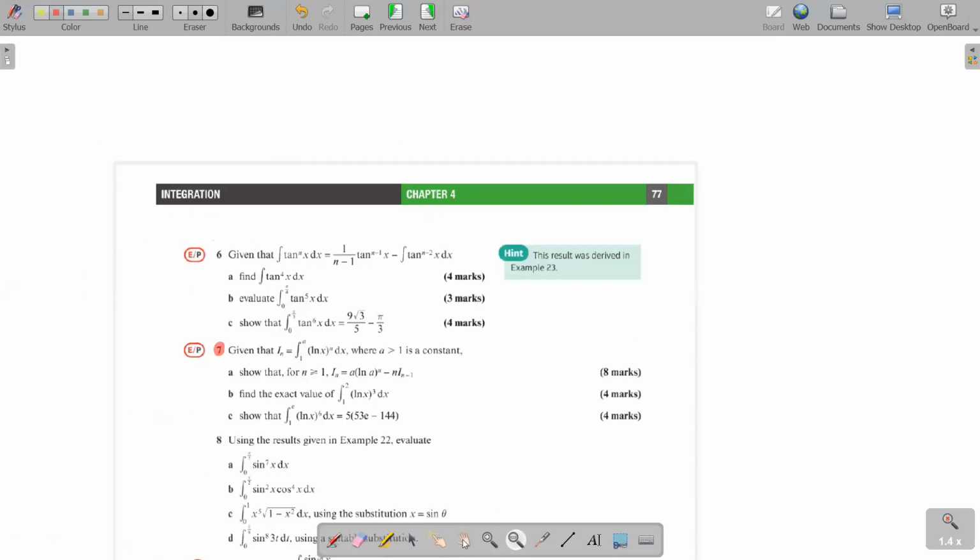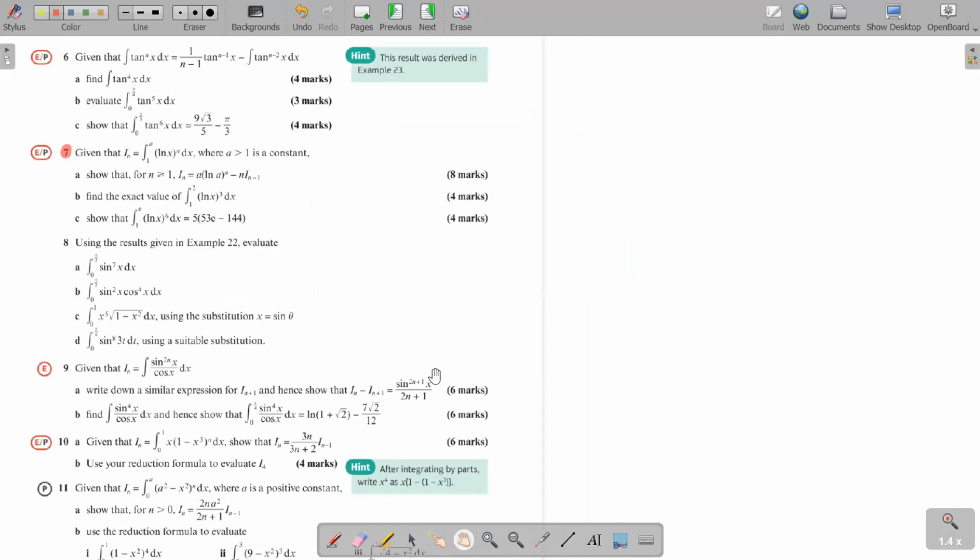Question number 7. Let's try question number 7. Given that I_n equals the integration of (ln x) to the power n with respect to x, with limits 1 to a, where a is greater than 1 and is a constant. Show that for n greater than or equal to 1, the reduction formula is I_n equals a times (ln a) to the power n minus n I_(n-1). Okay, how do we get this show that? Now you can see it's an 8 mark show that.